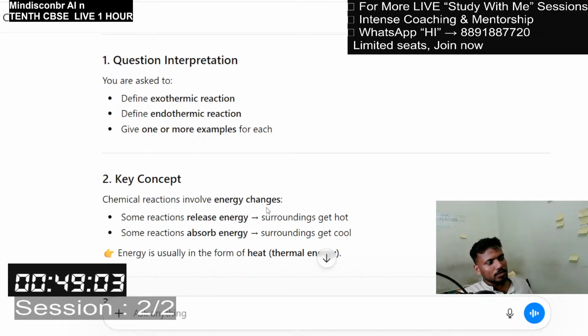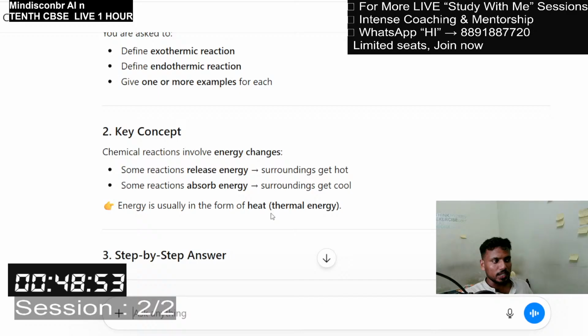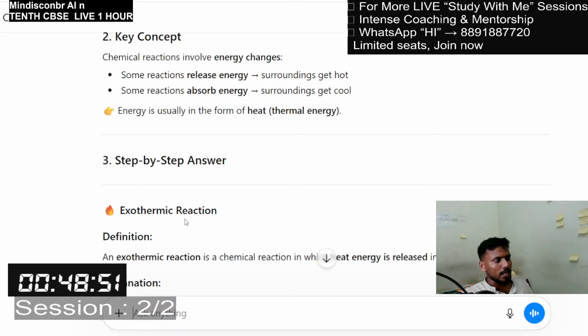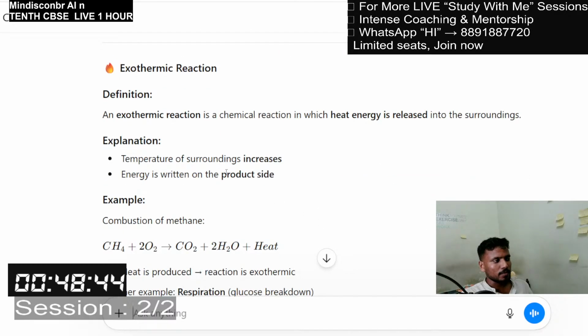Some chemical reactions involve energy changes. Some reactions release energy, that is, the surroundings get hot. Some reactions absorb energy, that is, the surroundings get cool. Energy is usually in the form of heat or thermal energy. Exothermic reaction: an exothermic reaction is a chemical reaction in which heat energy is released into the surroundings. Explanation: the temperature of the surroundings increases and energy is written on the product side.